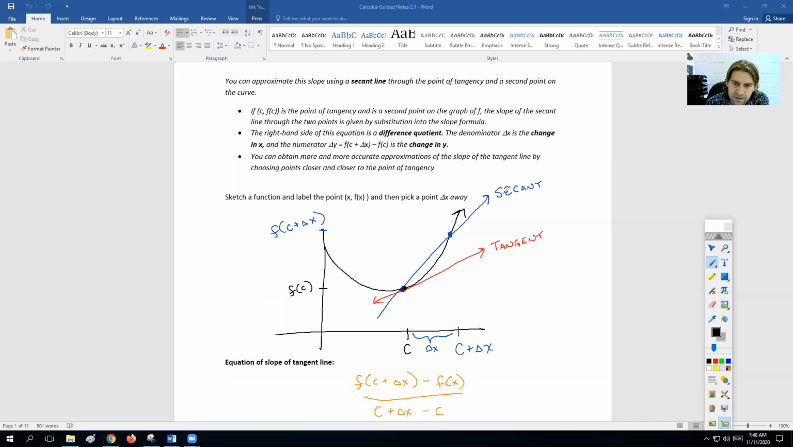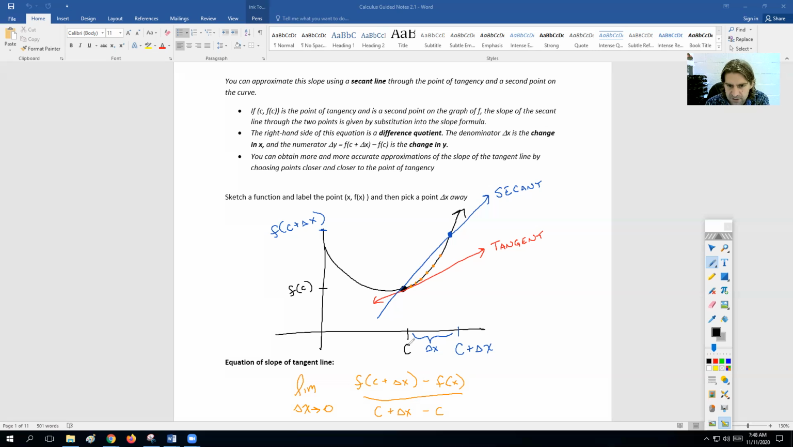Now, if I wanted to convert this secant line into the tangent line, what I need to do is make this delta x get closer and closer. Remember, we could estimate the value by getting closer and closer. So if I make this delta x get smaller and smaller, in fact, if I make the limit of delta x go towards 0, we could find this. Our goal is to find the slope of this tangent line, and we get this equation: the limit as delta x approaches 0 of f of c plus delta x minus f of c, all over delta x.